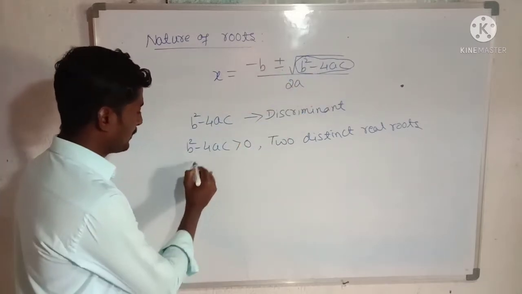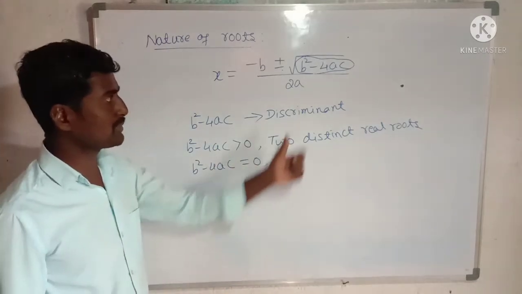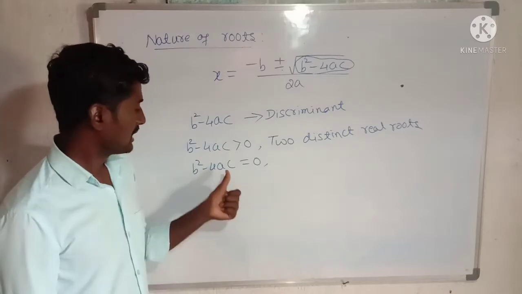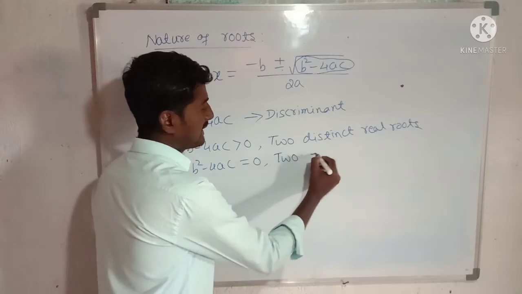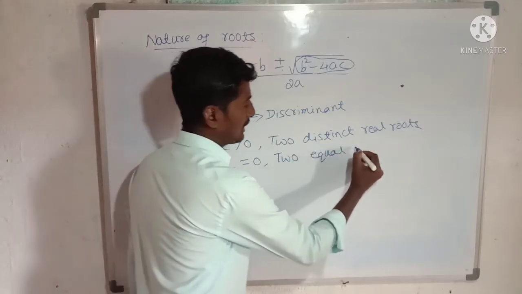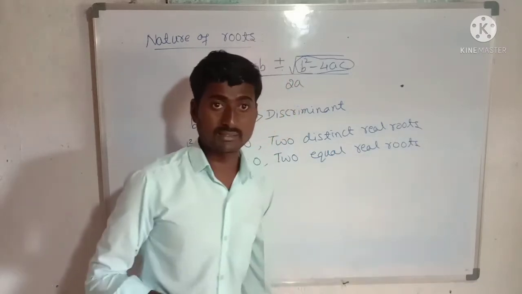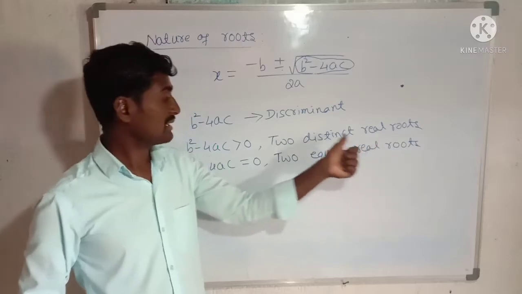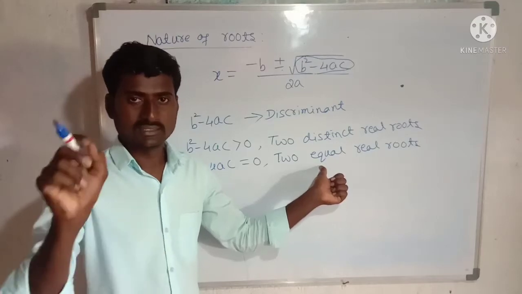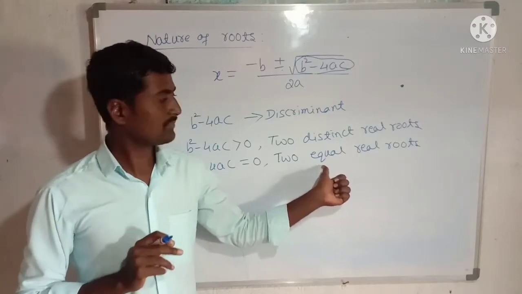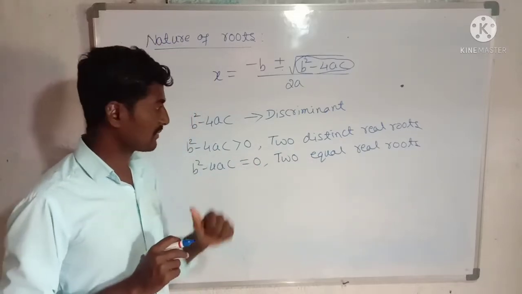If suppose b square minus 4ac is equal to 0, for some problems you are getting this term also as 0. If this is equal to 0, then you are getting two equal real roots. The roots are real, means real numbers. Even though they are equal, you should get equal roots, means 1 by 2, 1 by 2; 3 by 4, 3 by 4; like this. So you should get two equal real roots when the discriminant is equal to 0.